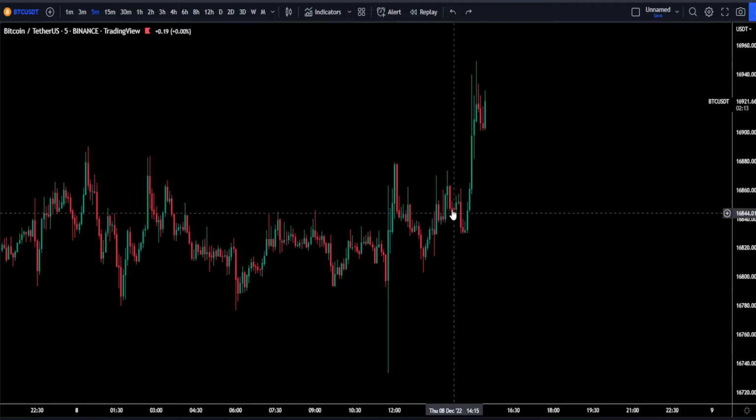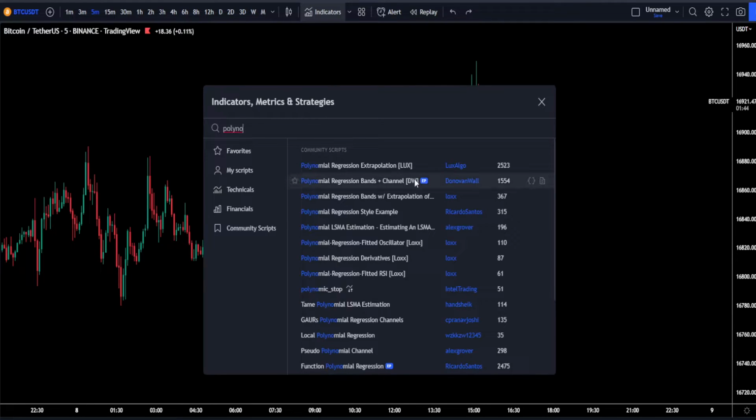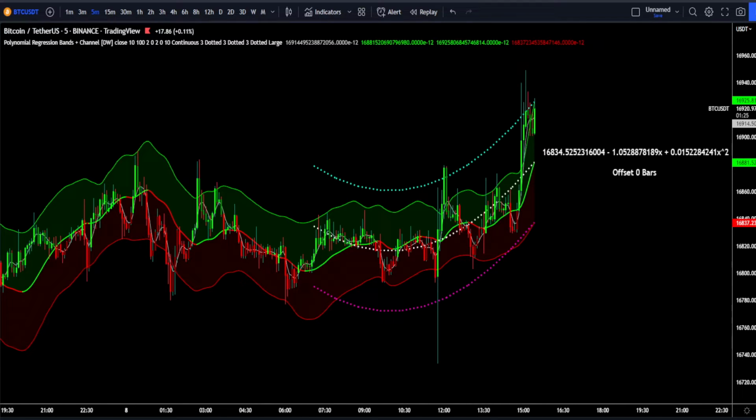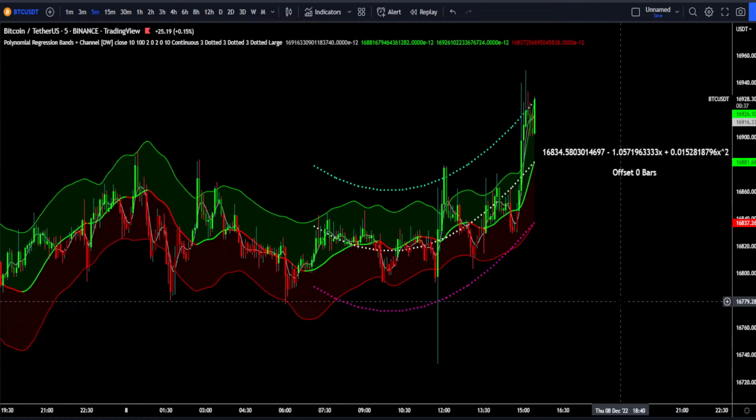We will now be adding our indicators. Navigate to the Indicators search tab and search for the Polynomial Regression Bands by Donovan Wall. This is the only indicator we'll be adding right now. The indicator can be used in many different ways, and there really isn't a right or wrong way when using this indicator. However, for the sake of the video, I created a simple strategy to show you the potential that this indicator actually has.